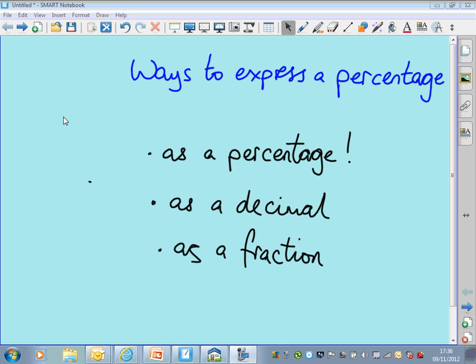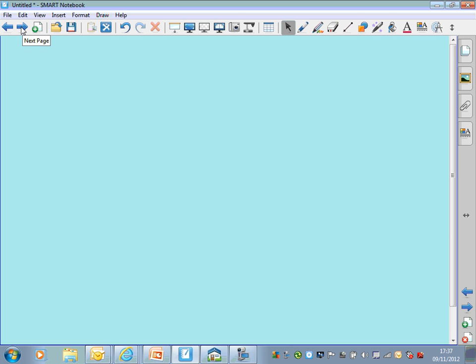And you can also express them as fractions, and that can also be helpful when you're trying to work out percentages of amounts. Let's just look how you can flip between the two. Let's say we have 62%. 62%, that sign, percent means out of 100. So 62% means 62 out of 100, which of course is a fraction.